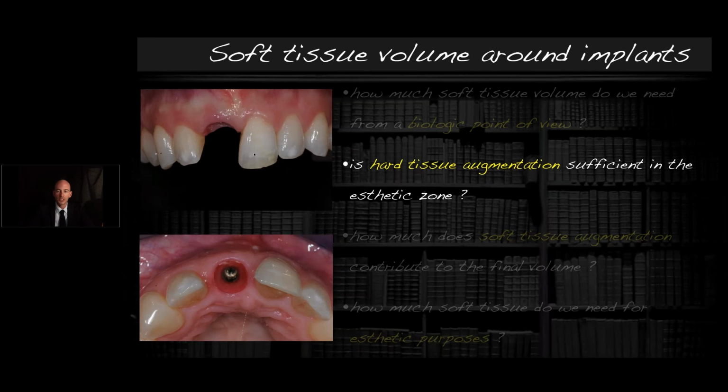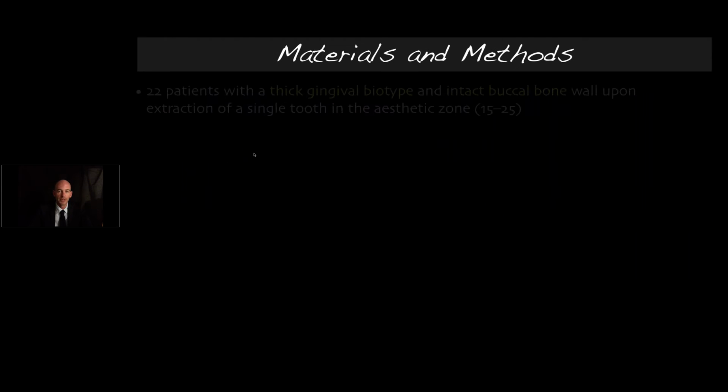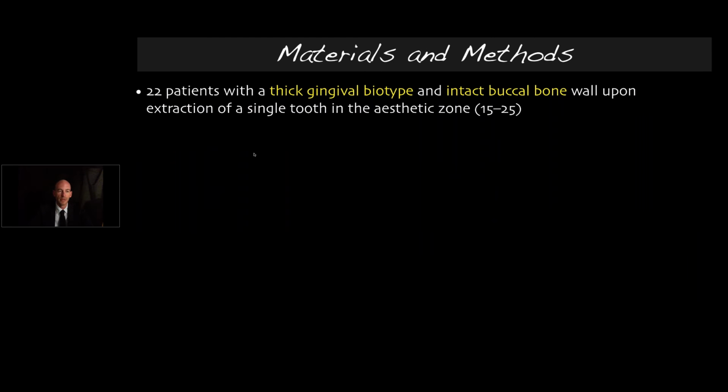Next question, is hard tissue augmentation sufficient in the aesthetic zone? So let's go to another publication by Jan Kozin. The aims of this clinical trial were to document soft tissue aspects using a specific protocol for median implant placement. And then they also looked at the pink aesthetics. We're looking at materials and methods. They included 22 patients, all of them with a thick gingival biotype and an intact buccal bone wall upon extraction of a single tooth in the aesthetic zone, all of them in the maxilla.